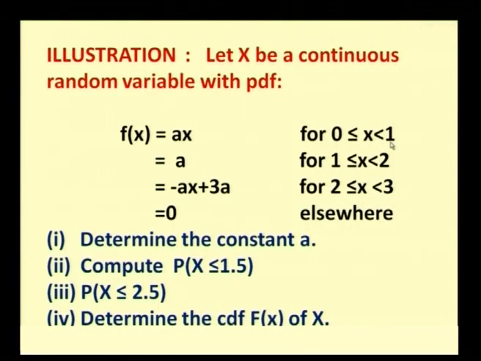In this illustration, we are seeing there are two discontinuities, one at x is equal to 1 and another one at x is equal to 2. Let us see how to find out the cumulative distribution function F of x for this PDF. We have found out a value as 1 by 2, we have found out P of x less than or equal to 1.5 as half, and now we will find out cumulative distribution function capital F of x for this continuous random variable x.